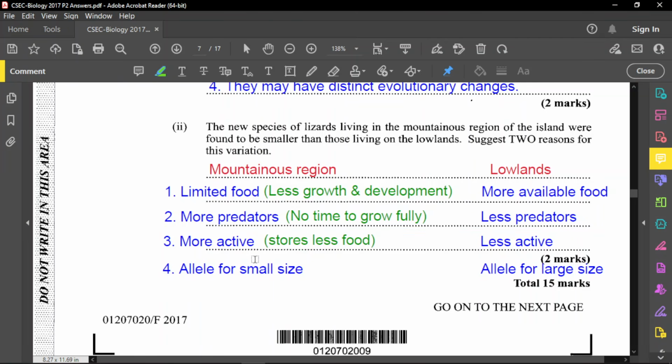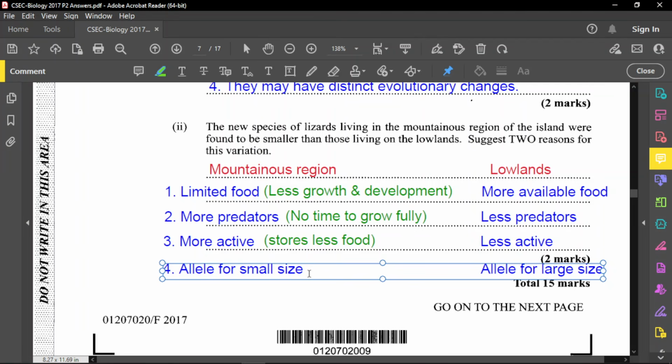Another reason here could be that the mountainous lizards are more active. And since they're more active, they're going to store less food, so they're not going to be as fat or big. Again, in the mountainous areas, they may have to be hunting a lot and jumping from tree to tree to find food. And so because of that, they are small in size compared to the ones that are less active. They store a lot of food, and so they gain a lot of body fat and so on. So that is now something that can be influenced by the environment.